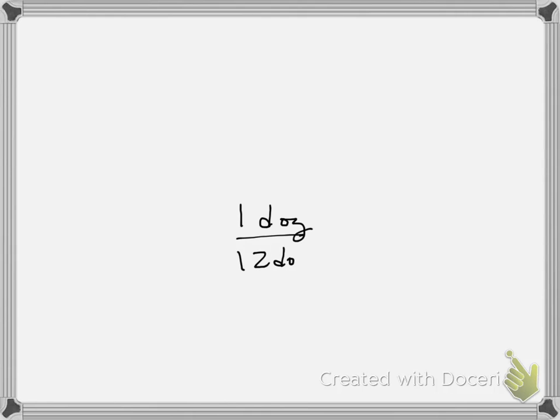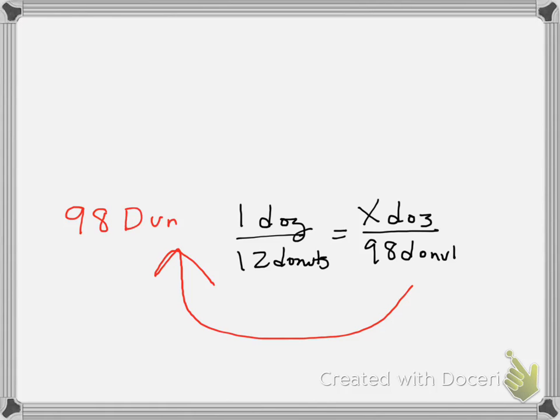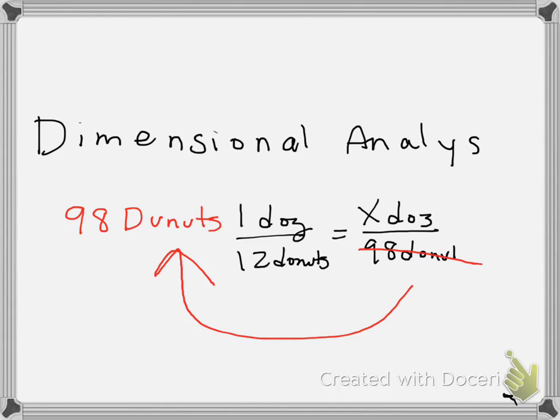So let's look at that proportion again. And what we want to do is move the 98 donuts up here. That gets rid of the 98 donuts in the denominator. Now we have something that looks like dimensional analysis. And let me show you why.